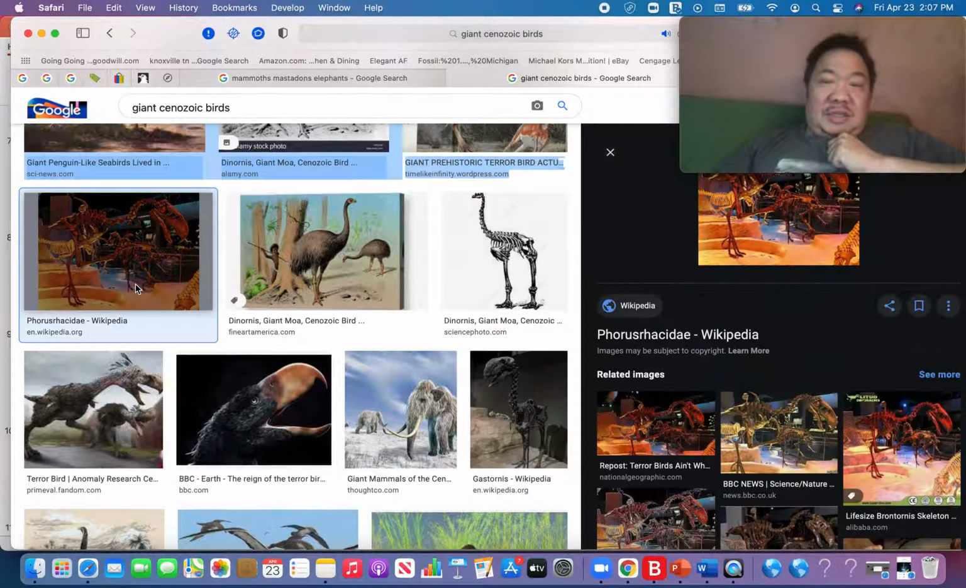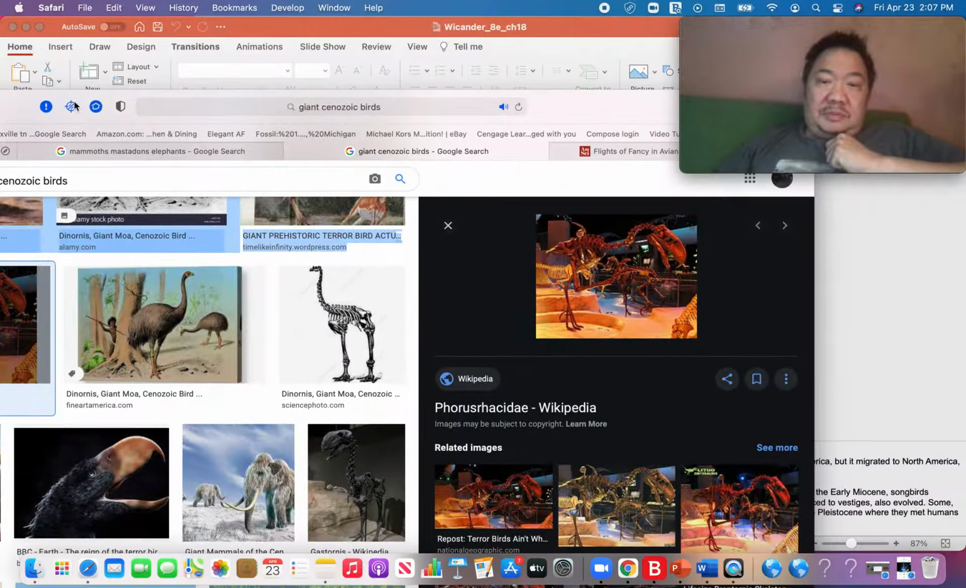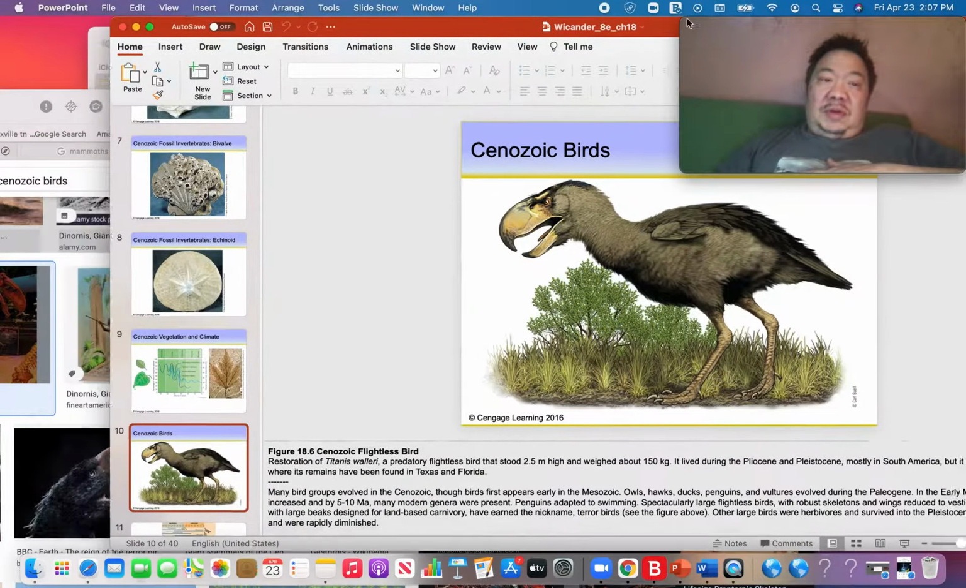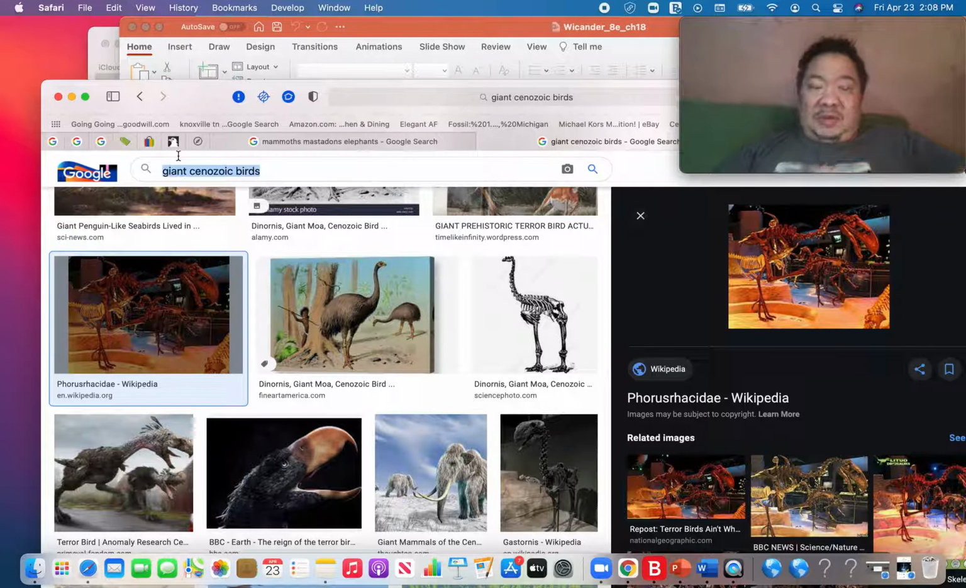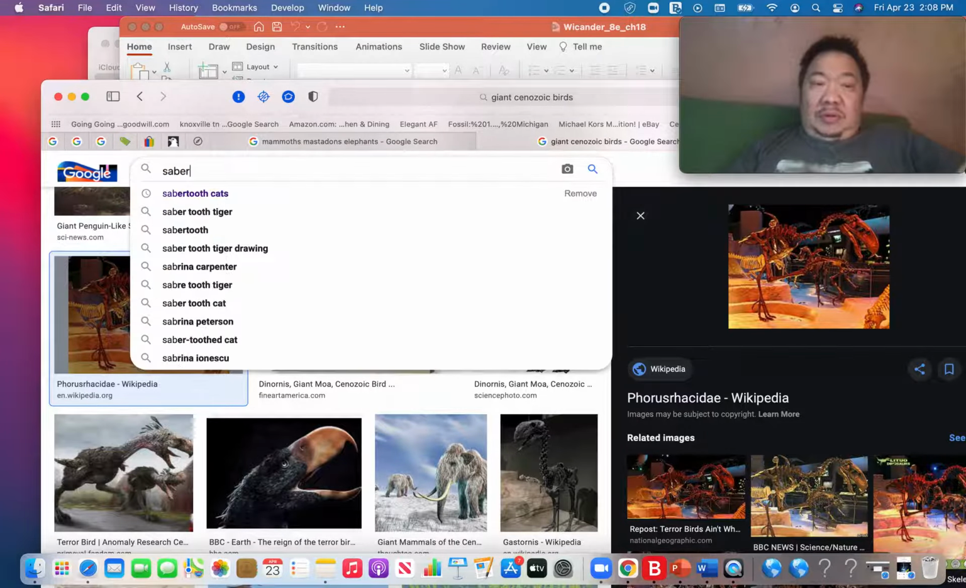Here you can see the skeleton that I saw in the Smithsonian. You can see a typical Cenozoic predatory bird. What led to the demise of these giant birds? Well, at first there was very little competition from mammals, but mammals eventually evolved into a variety of different predators which hunted down these giant birds, including the saber-toothed cats.